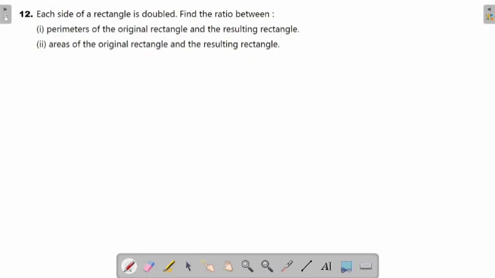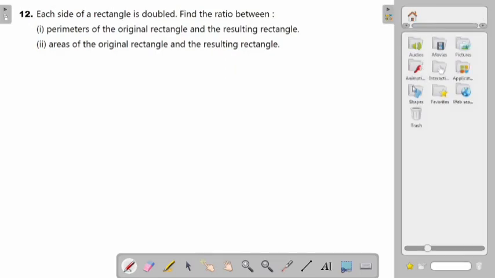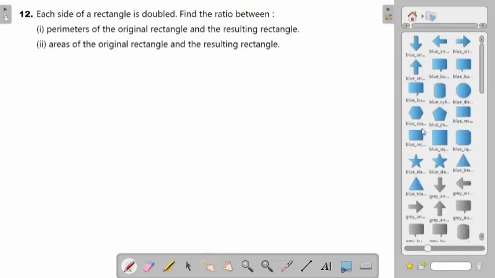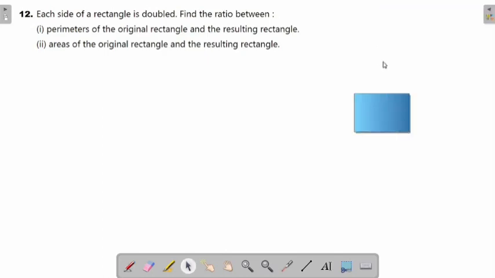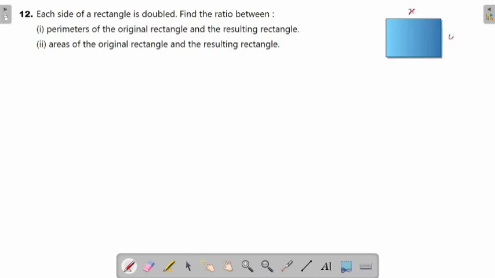So here the question says each side of a rectangle is doubled. Basically we have first a rectangle given to us. For example, let's consider this particular rectangle. Let me say that the length of the rectangle is x, and let me call the width or breadth of the rectangle y. So each side is doubled.